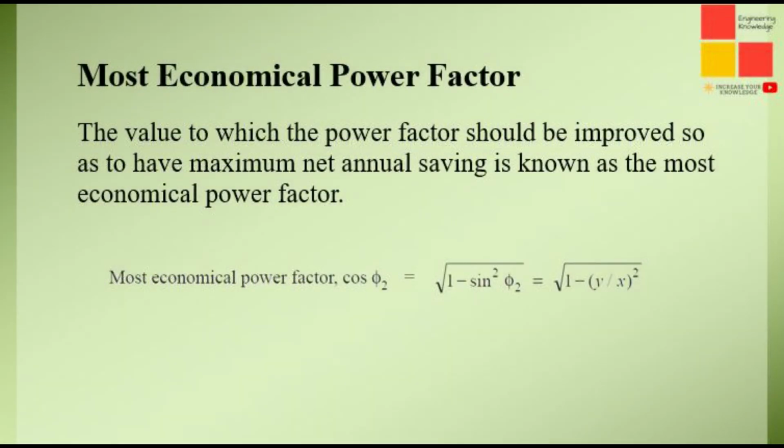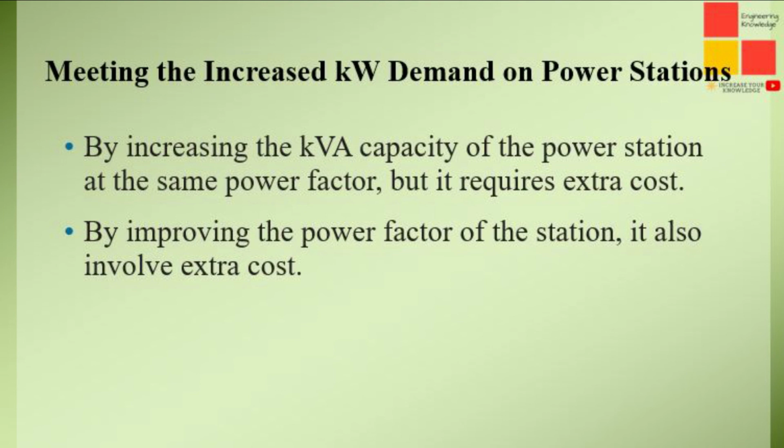Most economical power factor can be defined as the value to which the power factor should be improved so as to have maximum net annual saving. It is known as the most economical power factor. To meet the increased kilowatt demand on power stations, we have mainly two methods. First one is by increasing the kVA capacity of the power station at the same power factor, but it requires extra cost. And the second is by improving the power factor of the station, which also involves extra cost.